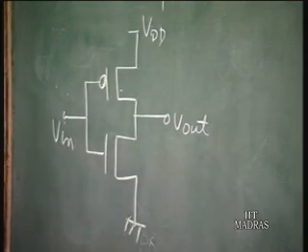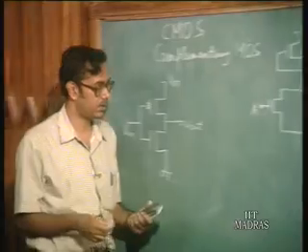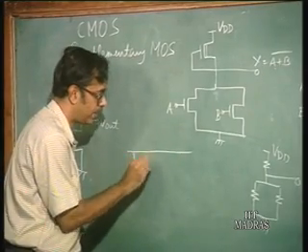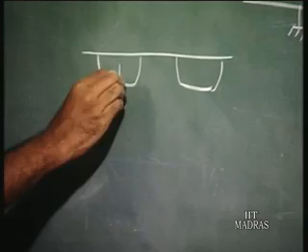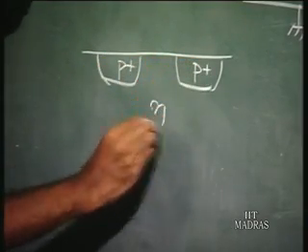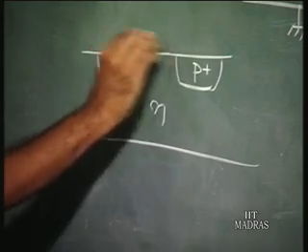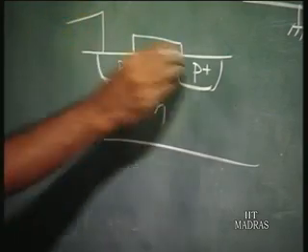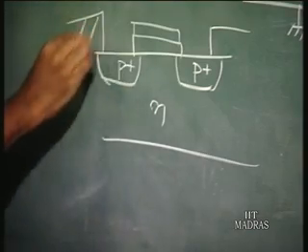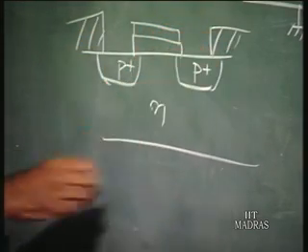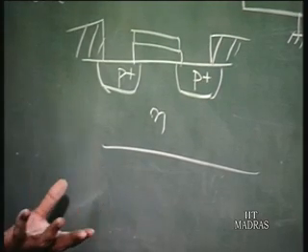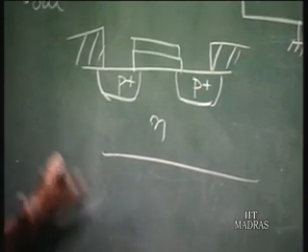First, what is a PMOS? The PMOS is again a MOSFET where the source and drain regions are made of P plus material. The substrate is N-type. So this is also an enhancement mode device. It is exactly like an NMOS. The only thing is that the P regions are replaced with N regions and the N regions with P regions.